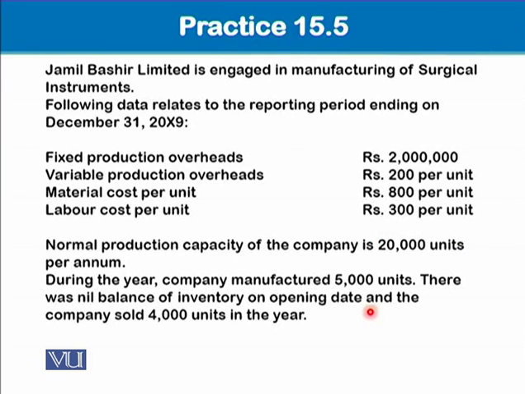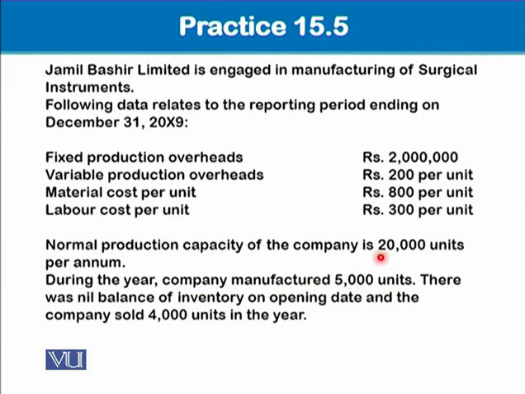Let's see an example over here, where Jameel Bashir Limited is engaged in manufacturing of surgical instruments. Following data relates to the reporting period ending on 31st December X9. Fixed production overhead is 2 million rupees, whereas variable production overhead is 200 per unit. Material cost per unit is 800 and labor cost per unit is rupees 300. Normal production capacity of the company is 20,000 units per annum, whereas during the year the company manufactured 5,000 units.